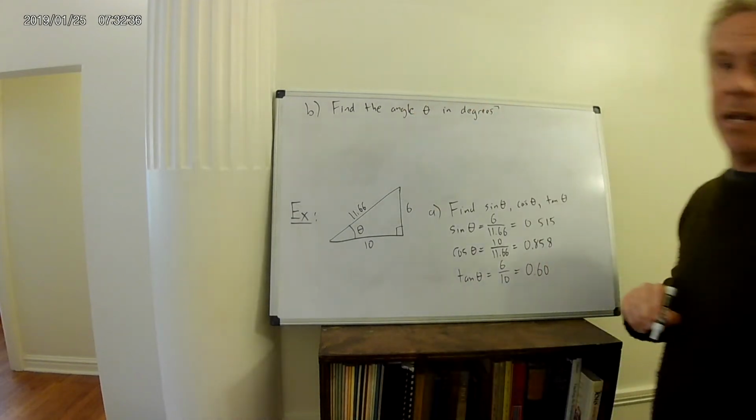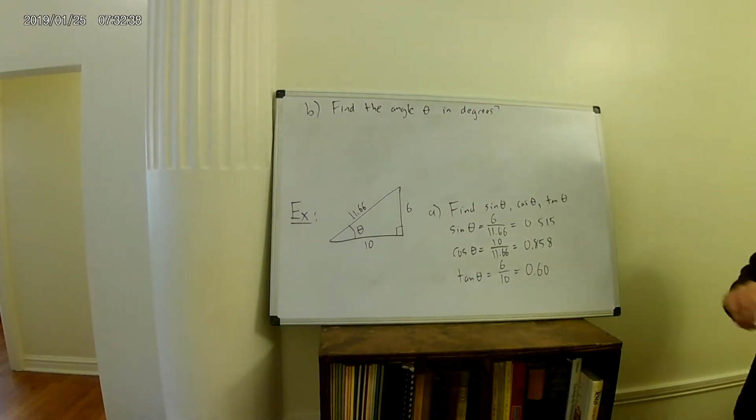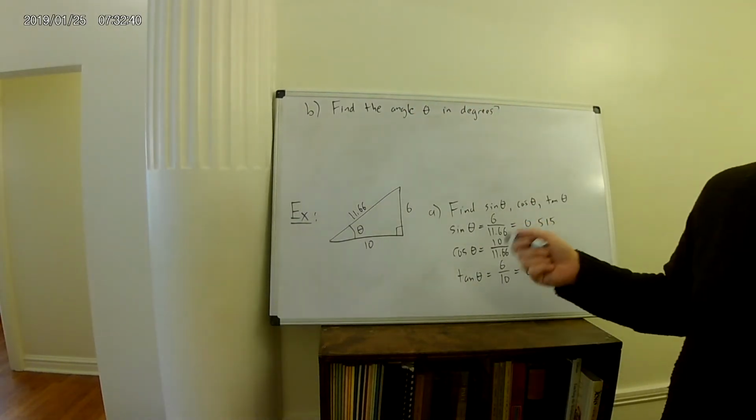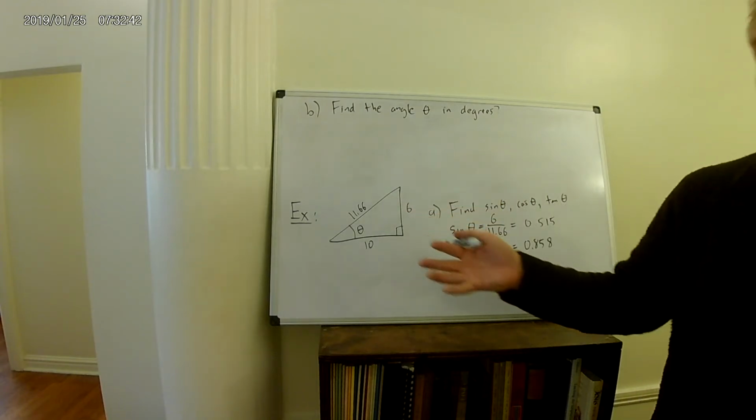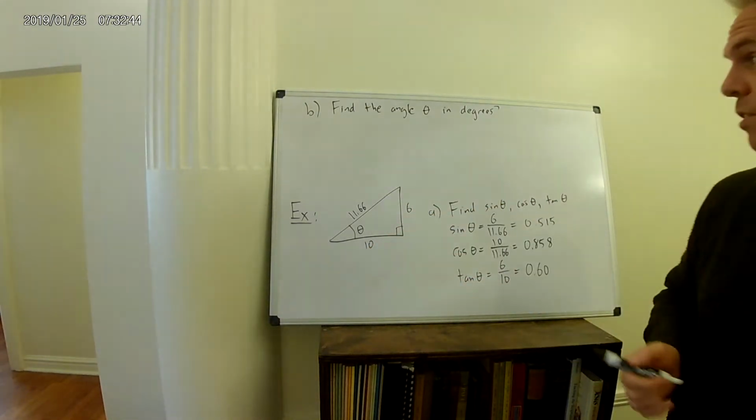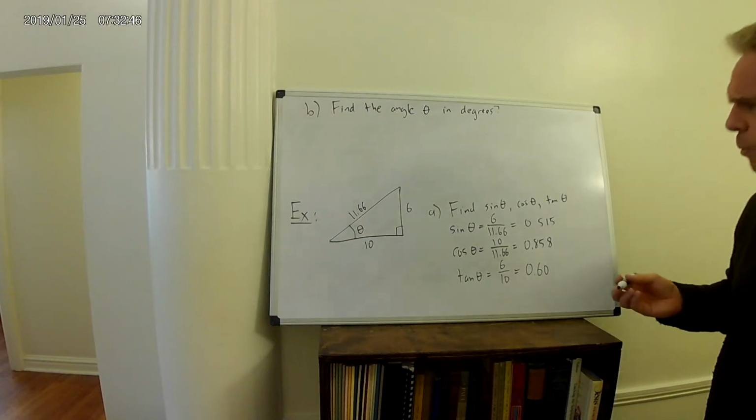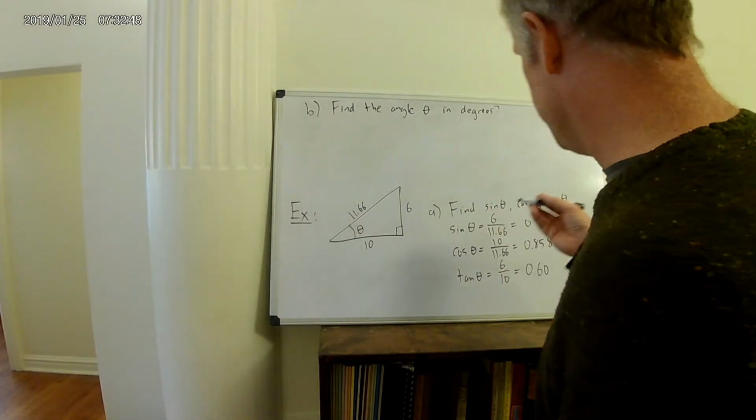What is my angle theta in degrees? I now know the sine, cosine, and tangent of the angle, but I don't know the angle itself. What is this angle? How many degrees is it? There's a couple ways I can do this. I can actually use the sine here.